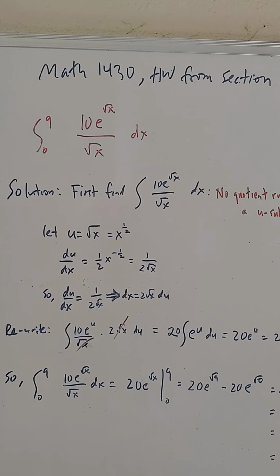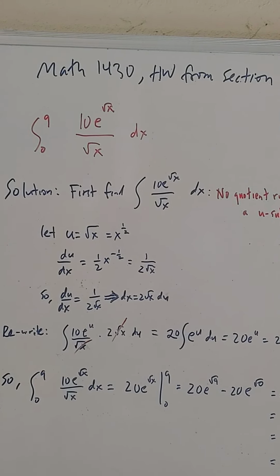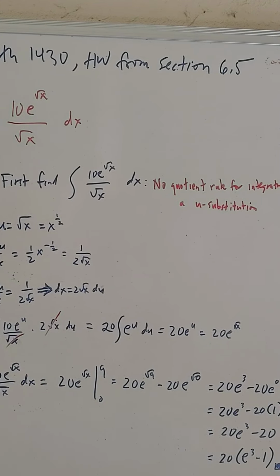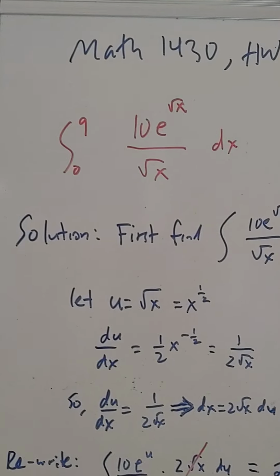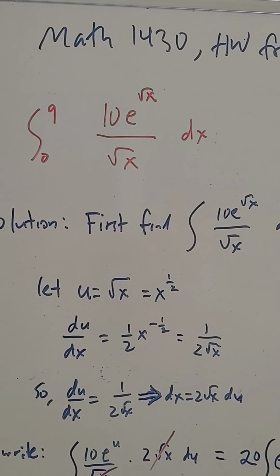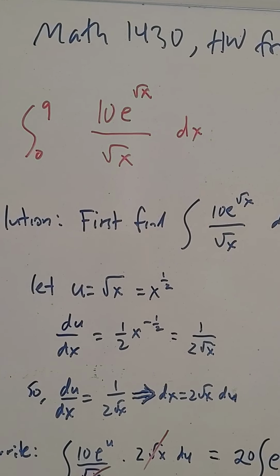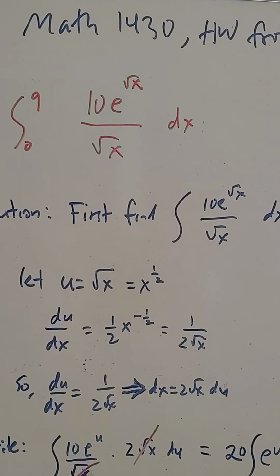Hello class, I just want to do a homework problem from Math 1430. Homework is from section 6.5. So here was the problem. Find the definite integral from 0 to 9 of 10e raised to the square root of x divided by the square root of x dx.